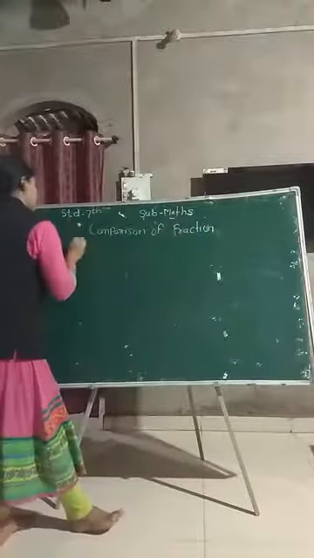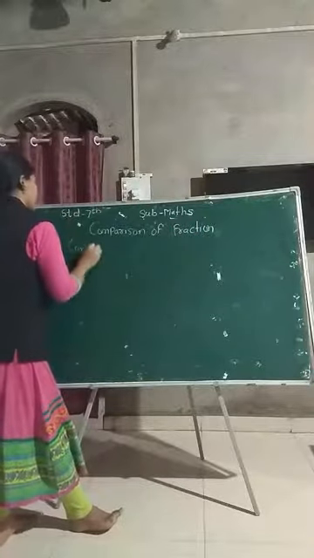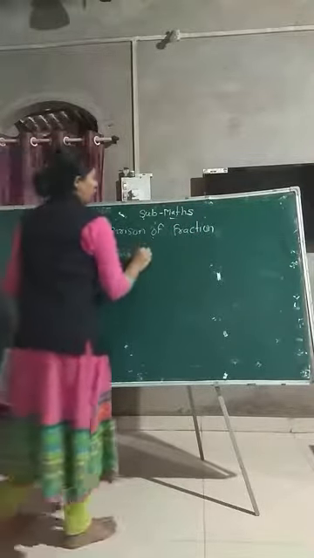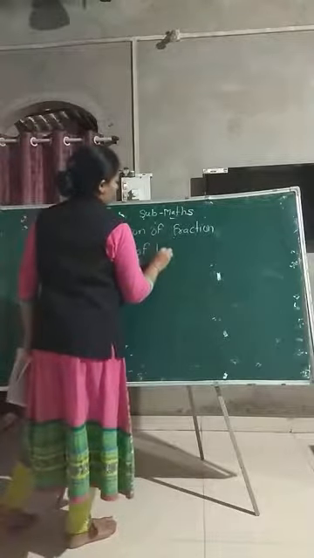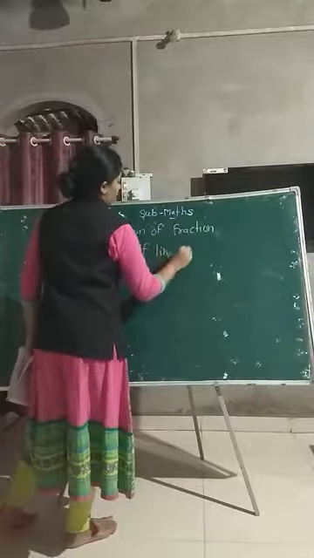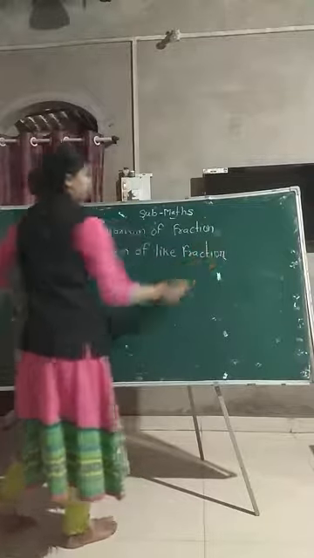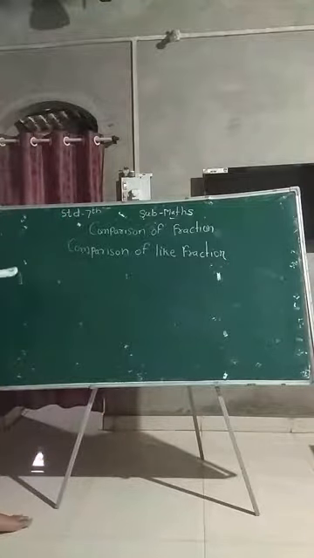Fraction comparison of like fractions. An example is: compare 4 upon 13 and 7 upon 13.